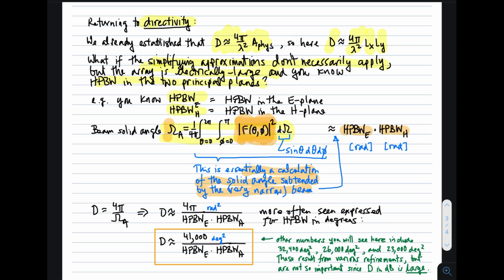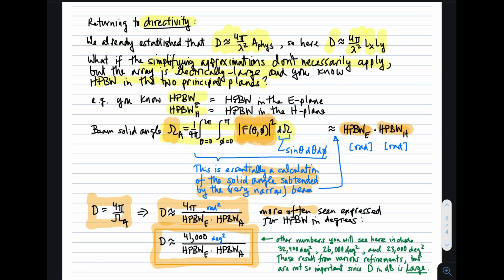So if you accept that the beam solid angle is roughly given by the product of the half-power beam widths in two orthogonal planes, then you can now apply the exact expression, directivity equals 4 pi over beam solid angle, to get this result, that the directivity is roughly equal to 4 pi radians squared divided by the half-power beam widths in those two orthogonal planes. Now, it's more often expressed in degrees, and if you convert this to degrees, you get directivity is approximately equal to 41,000 degrees squared divided by the half-power beam widths in two orthogonal planes multiplied together in degrees.